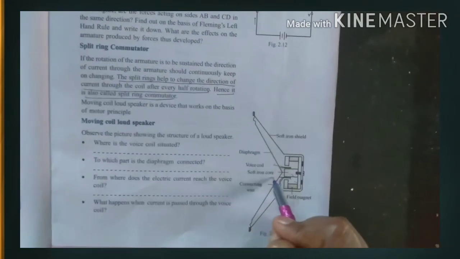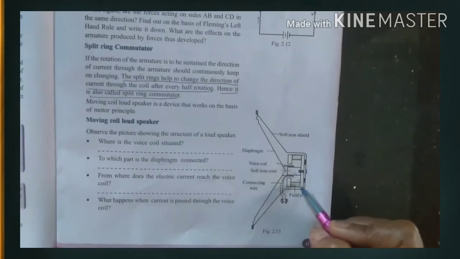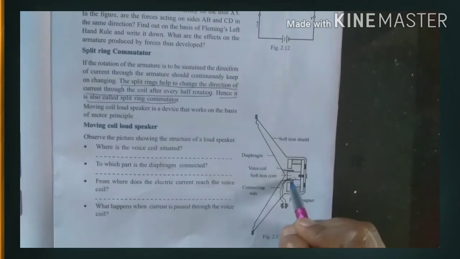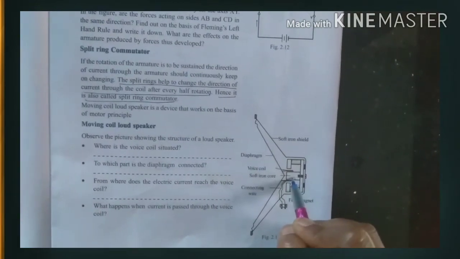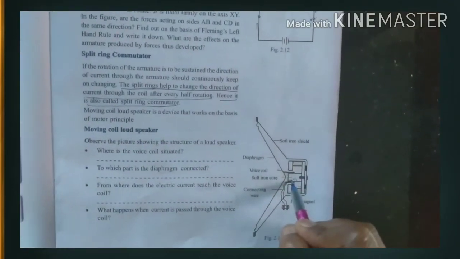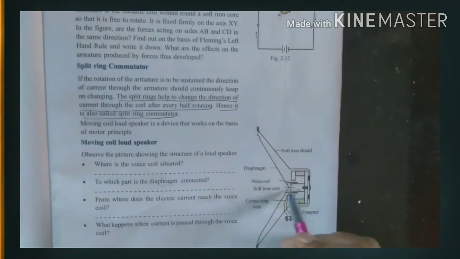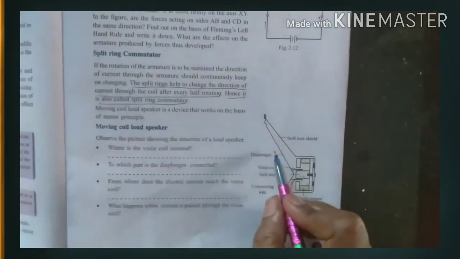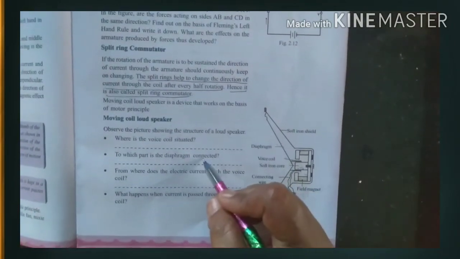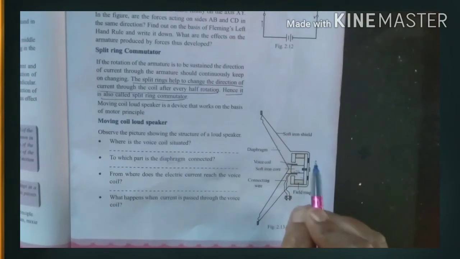So this is the motor principle. Where is this motor principle used? It is used here in the voice coil. When electrical energy passes through the voice coil, it becomes a magnet. Due to the presence of the two magnets, the voice coil experiences a force, and due to this force the voice coil vibrates, and the vibration is passed on to the diaphragm, and the diaphragm vibrates, and the sound is reproduced very loudly. This is the working of the moving coil loudspeaker.